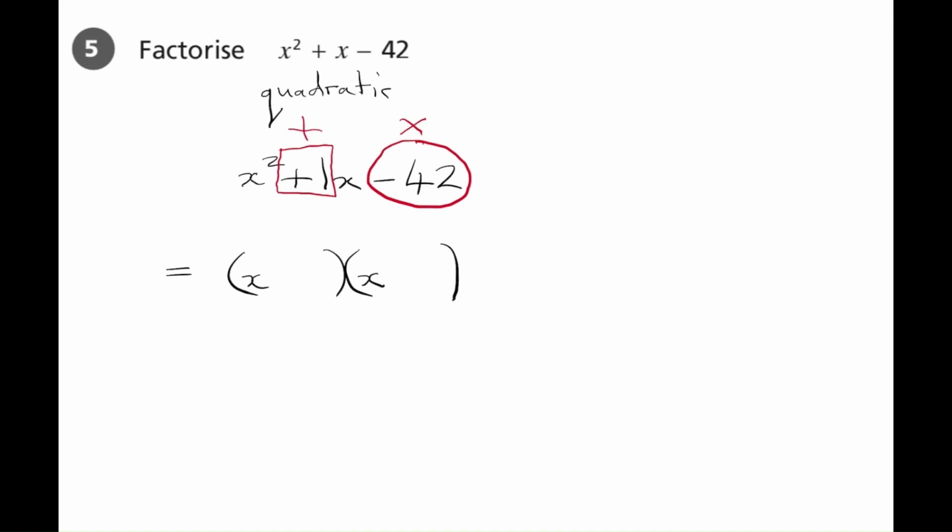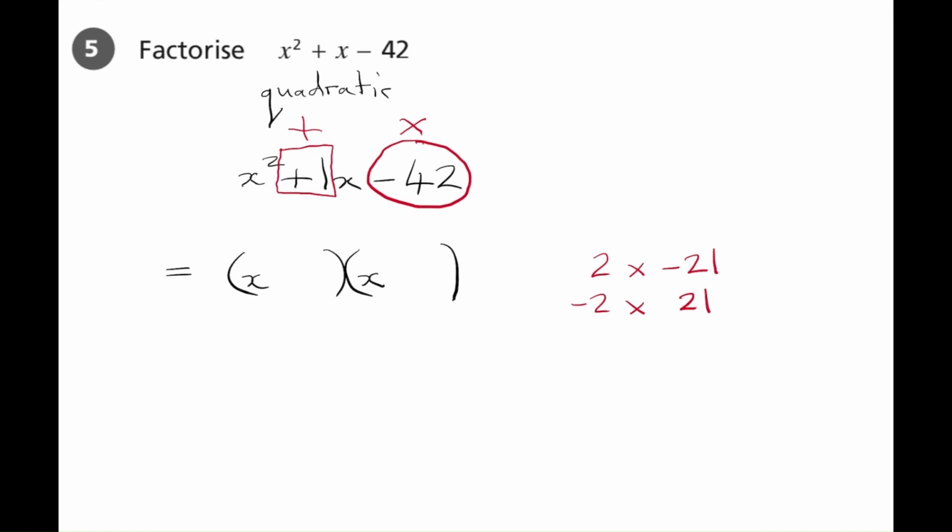So we could try 2 multiplied by negative 21. That will give you minus 42, but they will not add up to give you plus 1. You could switch the negatives around. That will still give you negative 42, but will not add up to make plus 1.